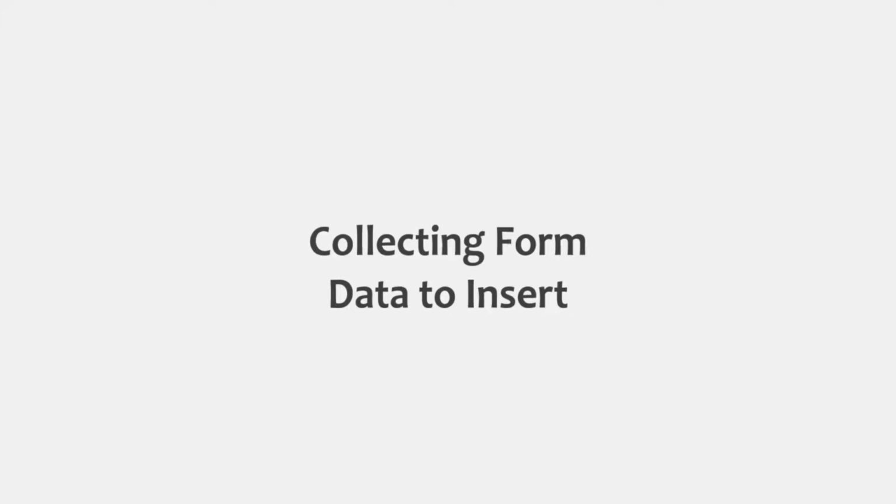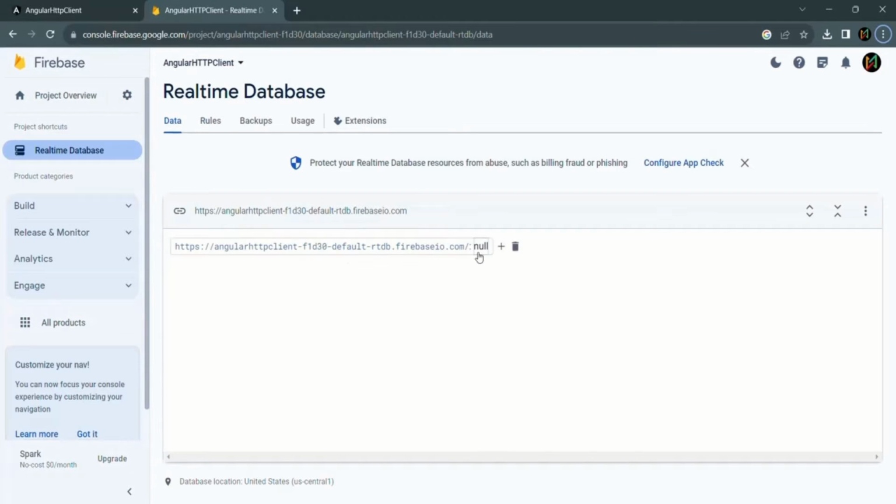In the last lecture, we created a database in Firebase. So if we go to Firebase, here we have created a database and currently this database is empty and this is the URL for that database. Now the next step is to create a collection in this database and add some records in that collection.